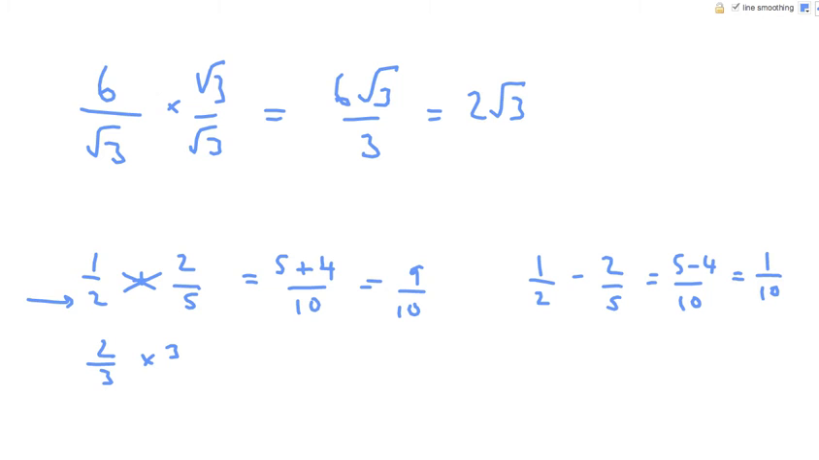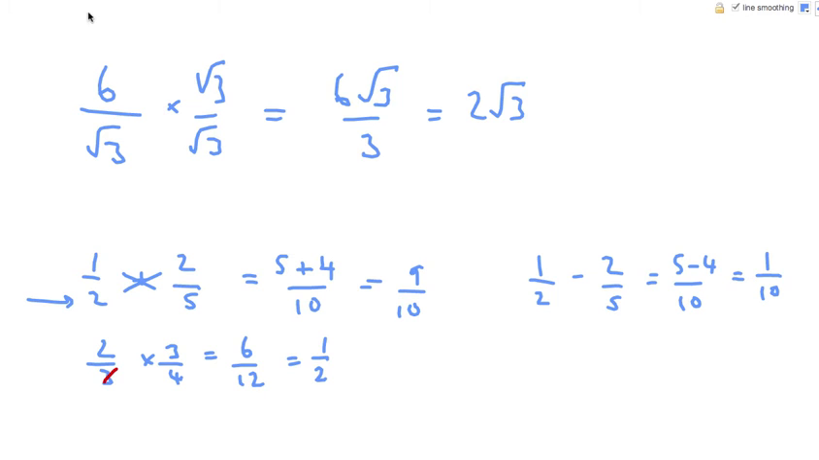So to multiply fractions, same thing. 2 times 3 is 6, 3 times 4 is 12. And then, of course, we'll ask ourselves, can that be simplified? Because it's a less than 1 type of division. And the answer is a half.